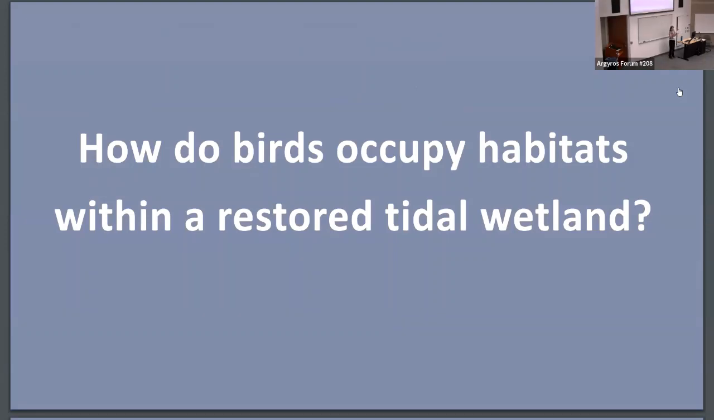So this kind of leads into my question of how do birds occupy habitats within restored tidal wetlands? Because as we continue to go from managed to tidal spaces, how do birds interact with that space in both pre-restoration and post-restoration sites?